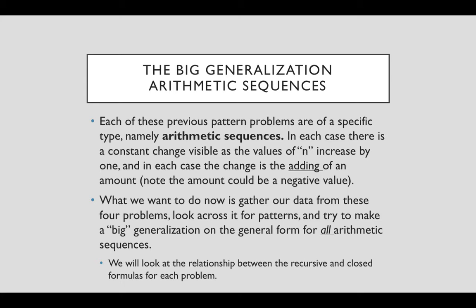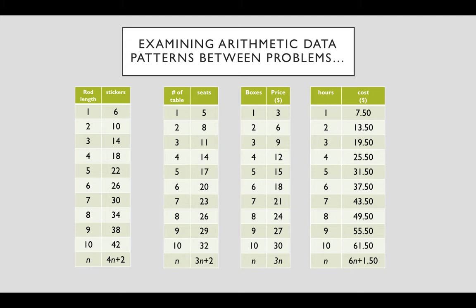What we want to do now is gather our data from these 4 problems and look across it for patterns and try to make big generalizations on the general form for all arithmetic sequences. So we're going to look at the relationship between the recursive patterns we saw and the closed explicit formulas we saw for each problem. So to begin, here is all the data. Right here is the 1 through 10 for the stickers with rod length of 1, 2, 3, 4, 5, 6, 7, 8, 9, 10, along with our closed formula. Here is the data for trapezoid tables for 1, 2, 3, 4, 5, 6, 7, 8, 9, 10 tables, the number of seats, and then our closed formula.